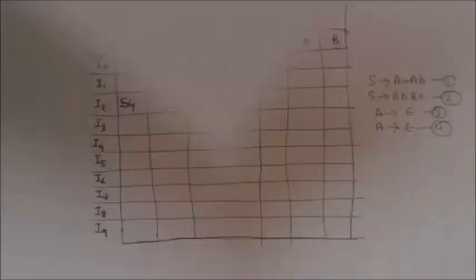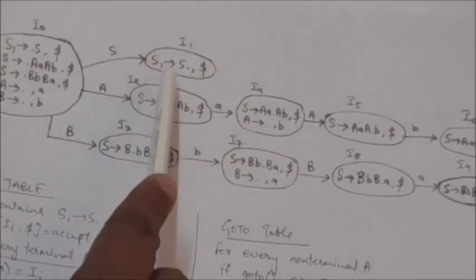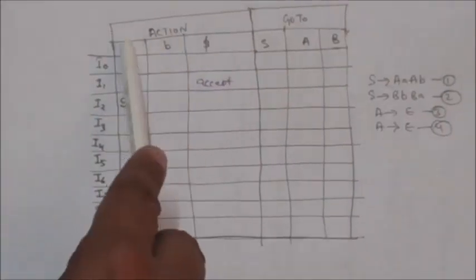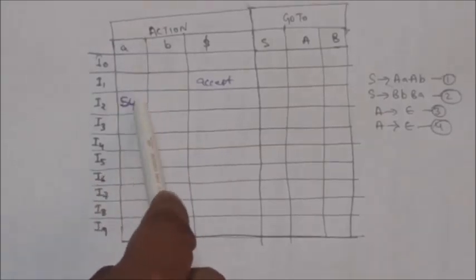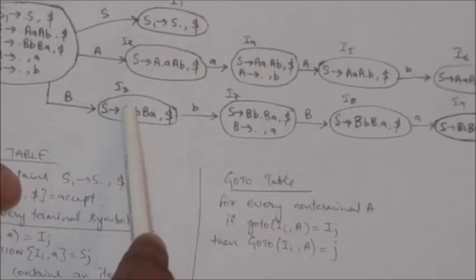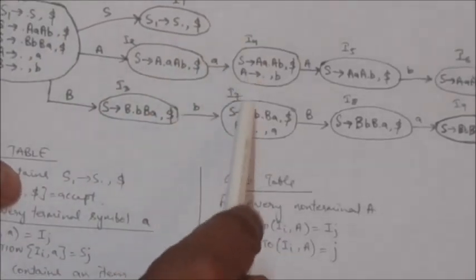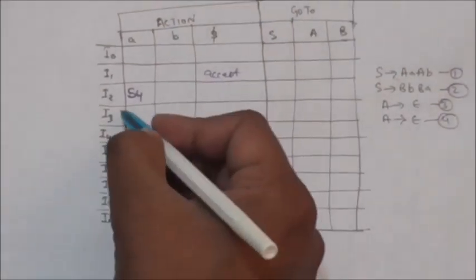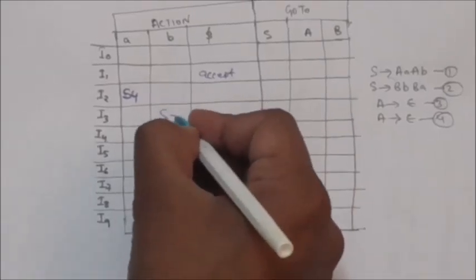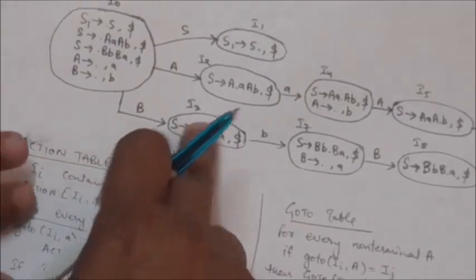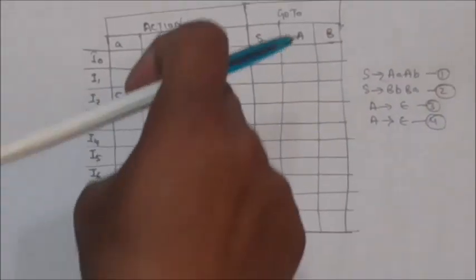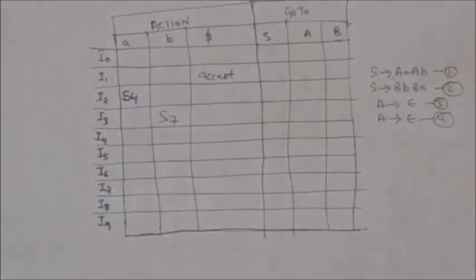Here you can see that when the DFA is in state I2 and it reads A, it jumps to state I4. So in the row labeled by I2 and column labeled by terminal symbol A, we have written S4. Similarly, see the other transitions for terminals. When the DFA is in state I3 and reads the terminal symbol B, it jumps to state I7. So in the row labeled by I3 and column labeled by terminal symbol B, we will write S7, because from I3 for terminal symbol B there is a transition to state I7.